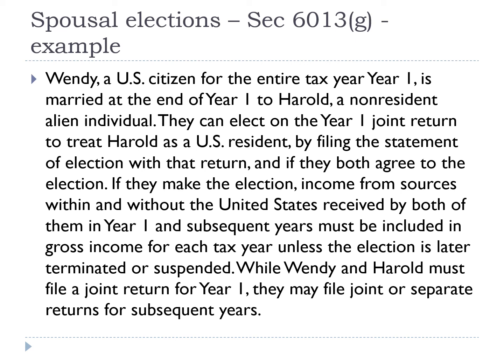And if they both agree to the election, if they make the election, income from sources within and without the United States received by both of them in year 1 and subsequent years must be included in gross income for each year unless the election is later terminated or suspended. While Wendy and Harold must file a joint return for year 1, they may file joint or separate returns for subsequent years.